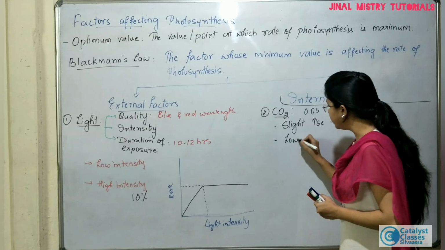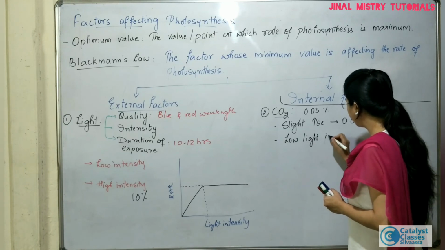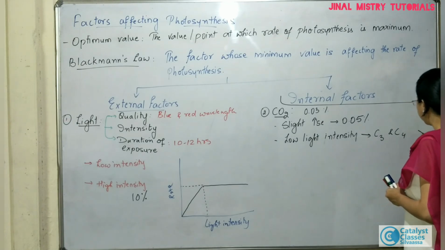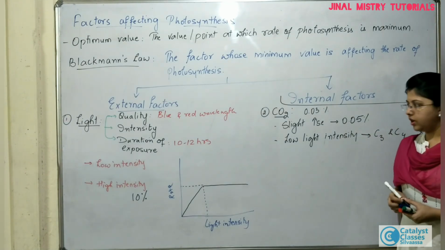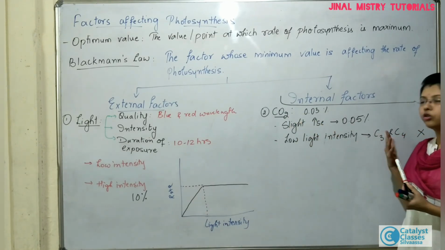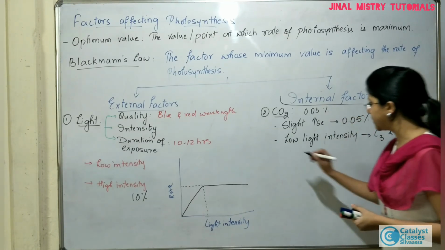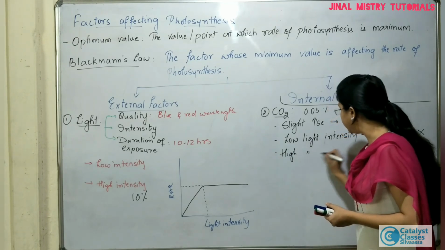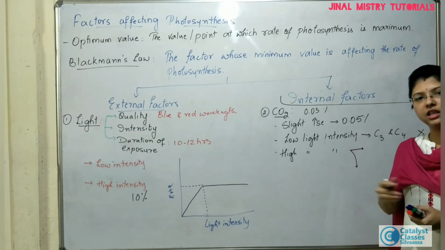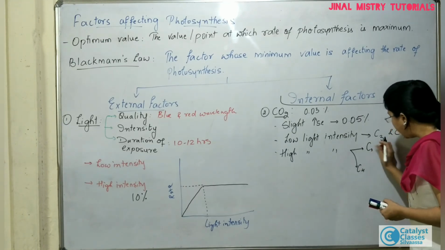At low light intensity, both C3 and C4 plants will not respond. Okay, if the light intensity is low and the carbon dioxide amount is still available, there will be no response by the plants. That means there will be no increase in the rate of photosynthesis. But at high light intensities, both C3 and C4 plants will show an increase in the rate of photosynthesis. But again, the way in which they respond will be different.